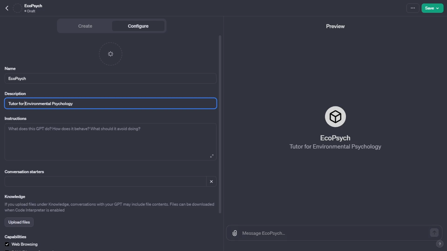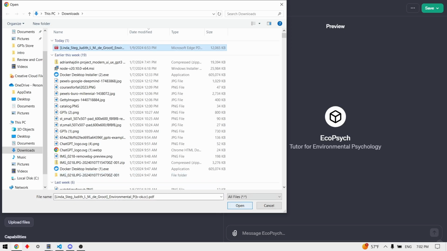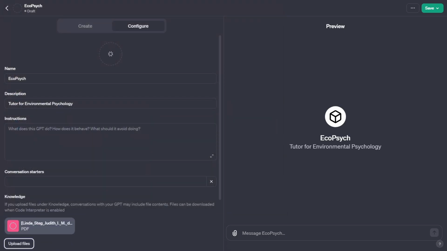Then here basically what I want to do, guys, is upload a knowledge base. So I'm going to upload a textbook right here that I got. You guys can upload any textbook that you have, any PDF, any book, whatever it is that you need to upload here. So I'm just going to upload this textbook, and basically we want it to have this so it doesn't hallucinate. It has a solid base.